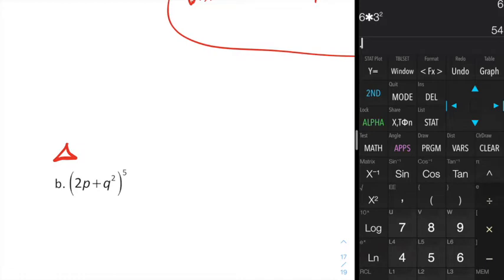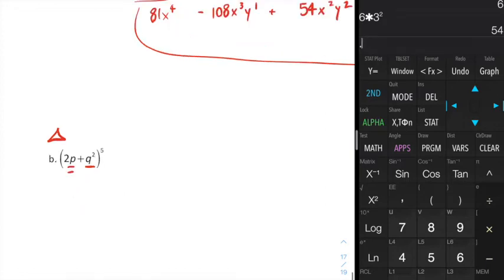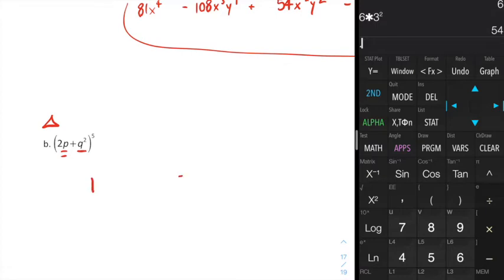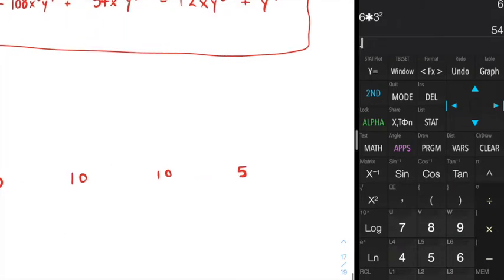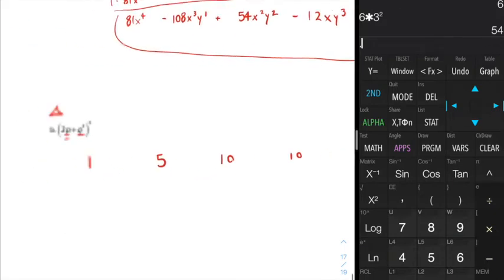For the coefficients, this one's kind of got this weird thing because you got this q squared, so the powers are a little bit wonky here at the beginning. Like I said, you can do the nCr button here, but I'm going to use the Pascal's triangle. This is power of 5, so I know eventually I'm going to have a 1, a 5, a 10, another 10, 5, and then 1.